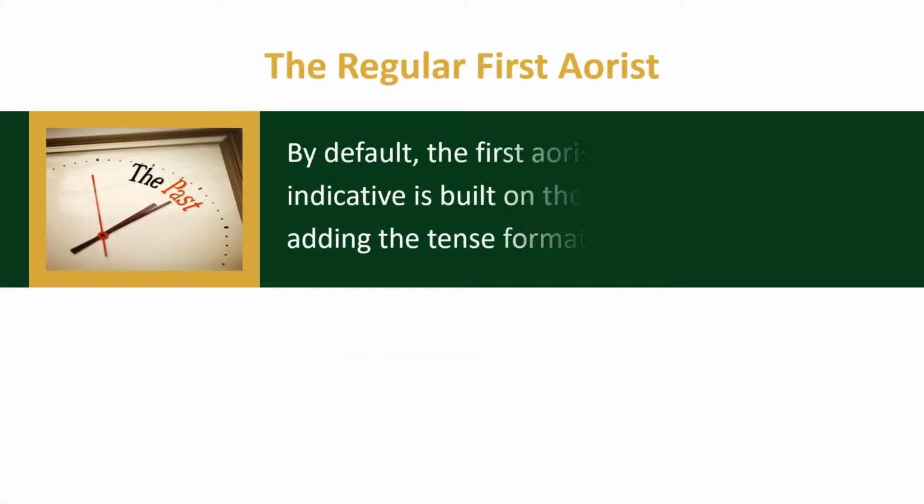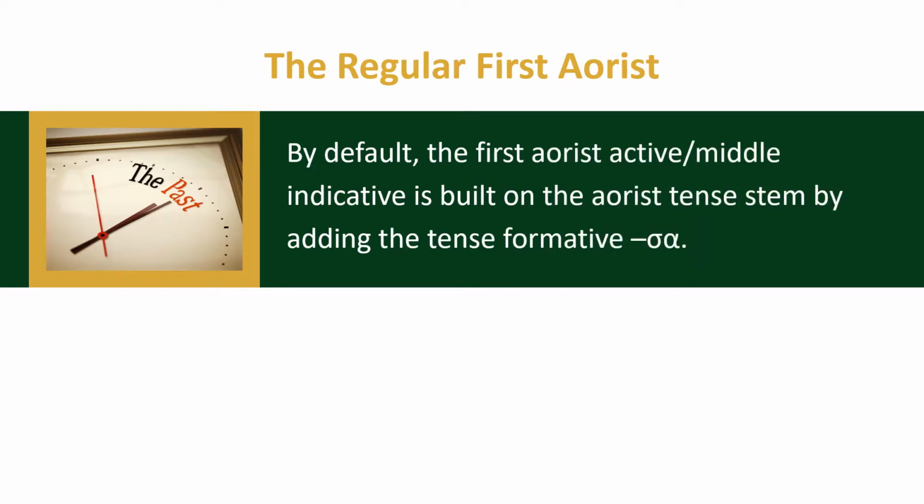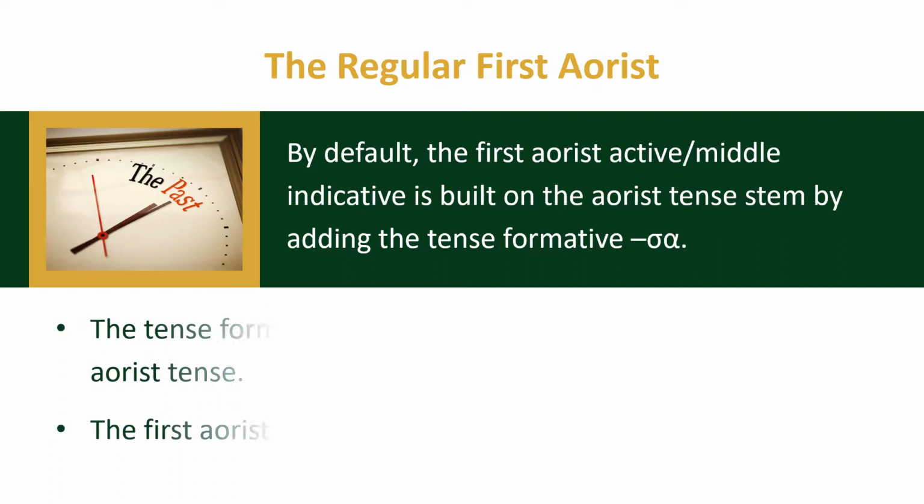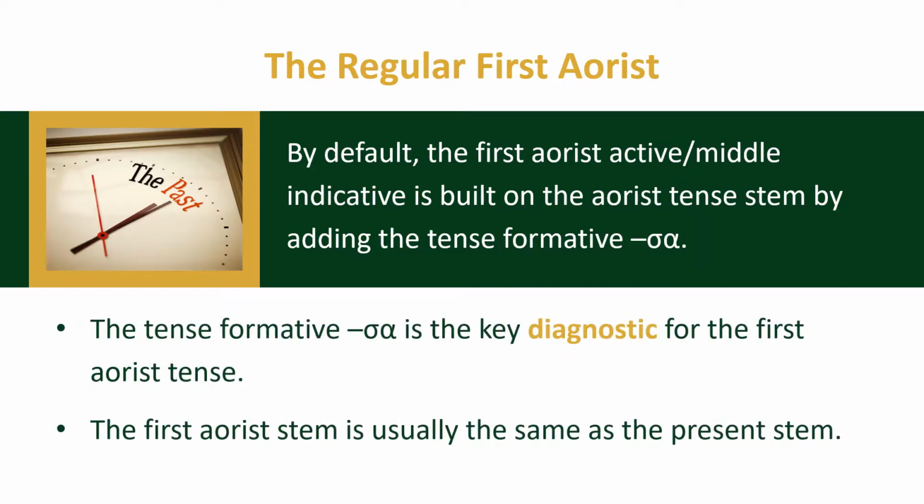By default, the first aorist active or middle indicative is built on the aorist tense stem by adding the tense formative sigma alpha, sa. The tense formative sa is the key diagnostic for the first aorist. The first aorist stem is usually the same as the present stem. The first aorist uses the augment, because it's a past tense, and secondary personal endings, because, of course, it is an augmented tense. So those two features go together. The key diagnostic again, the tense formative sigma alpha.